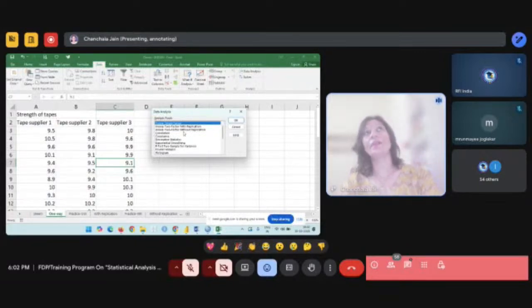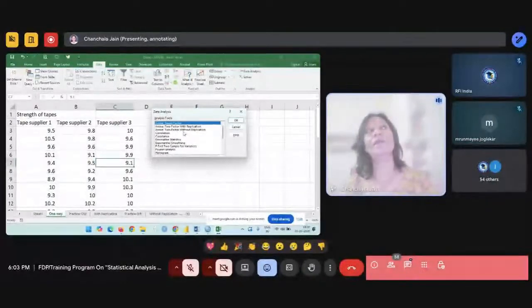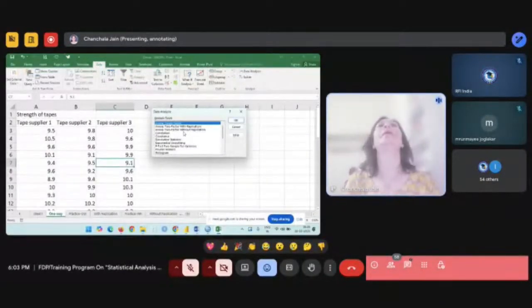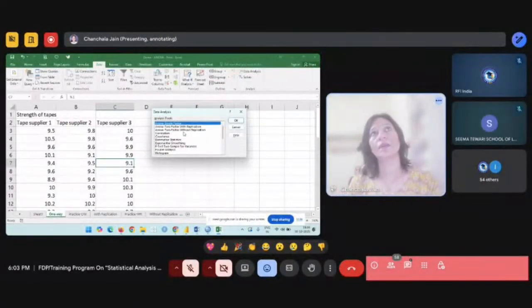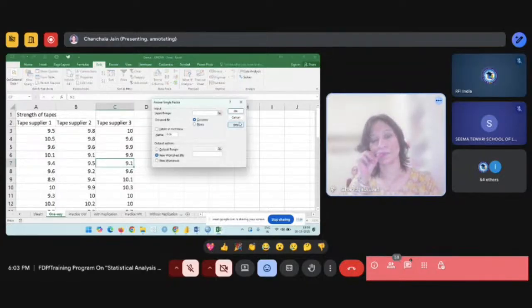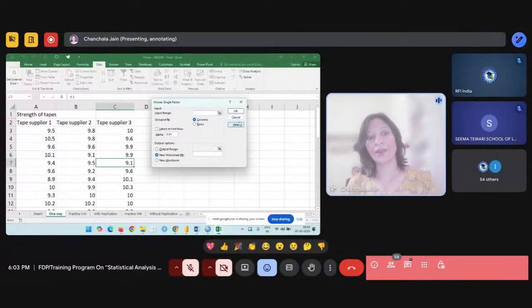Single factor means a single independent variable. Factor generally means the independent variable. In terms of research or statistics, the factor is the independent variable. Fine. So click on this. Can I go ahead?